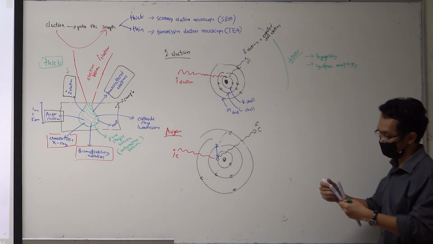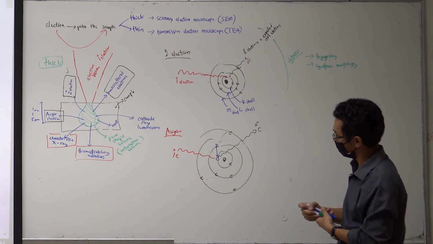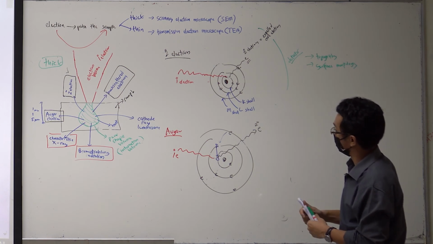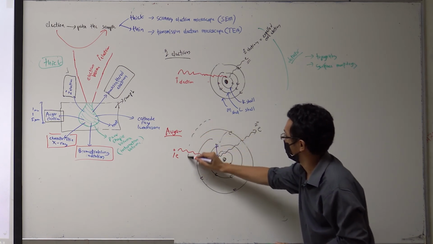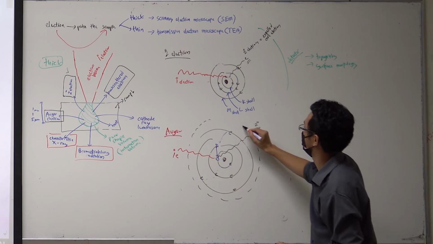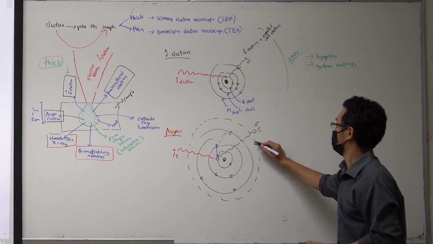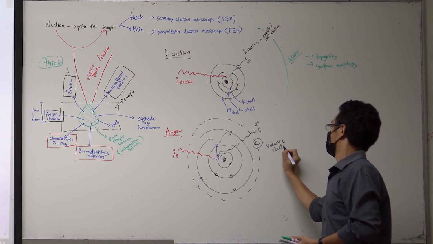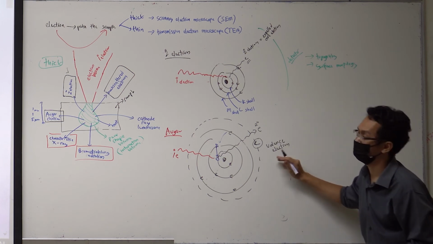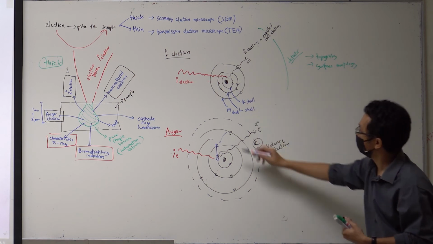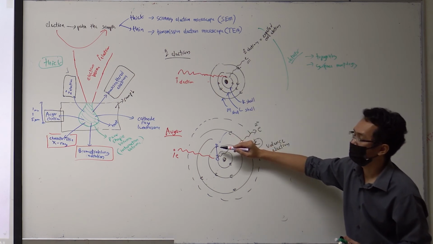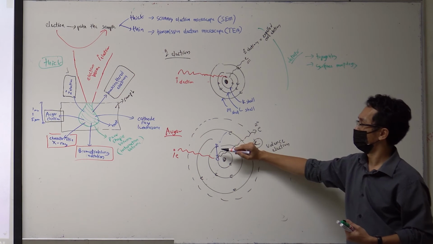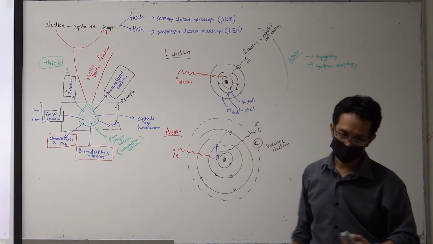So to the point that you have the valence electron. This valence electron is the electron at the outermost. When this happens, they are sort of like creating energy.